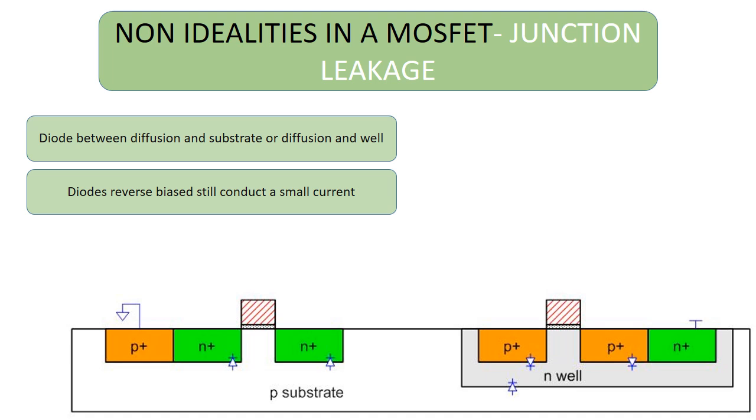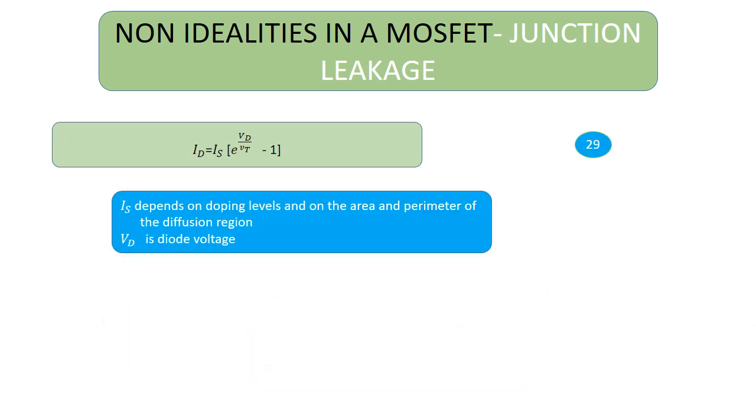Junctions between the diffusion and the substrate or the well and the substrate form diodes as shown in the figure. The well to substrate junction is also a diode. The substrate and the well are tied to ground or VDD to ensure these diodes remain reverse biased. Even though they are reverse biased, they still conduct a small amount of current, which is ID. ID is given by equation 29, where IS depends on the doping levels, area, and perimeter of the diffusion region, and VD is the voltage across the diode.